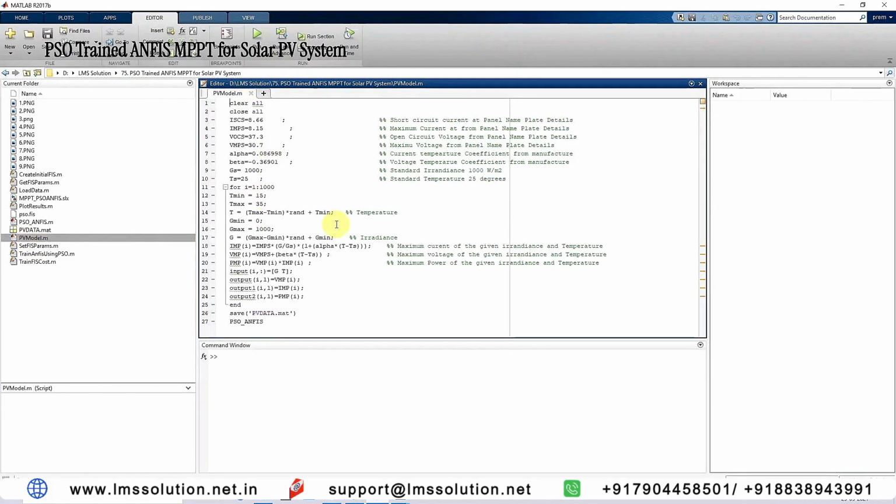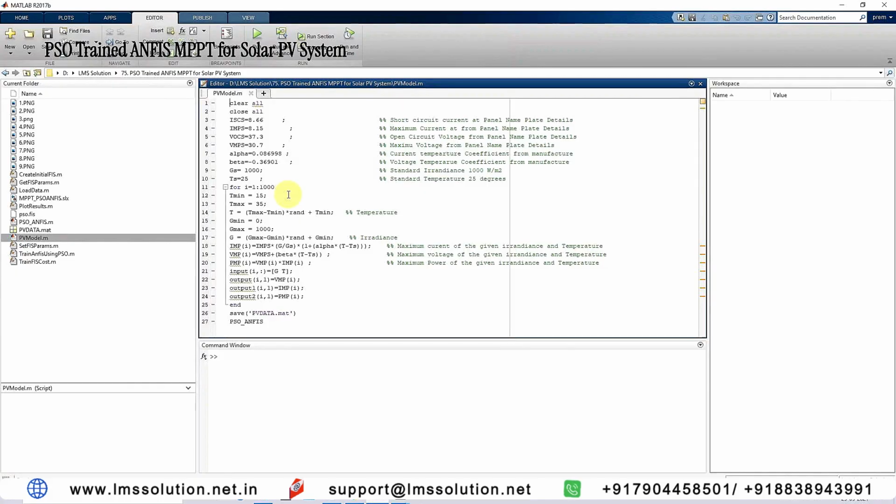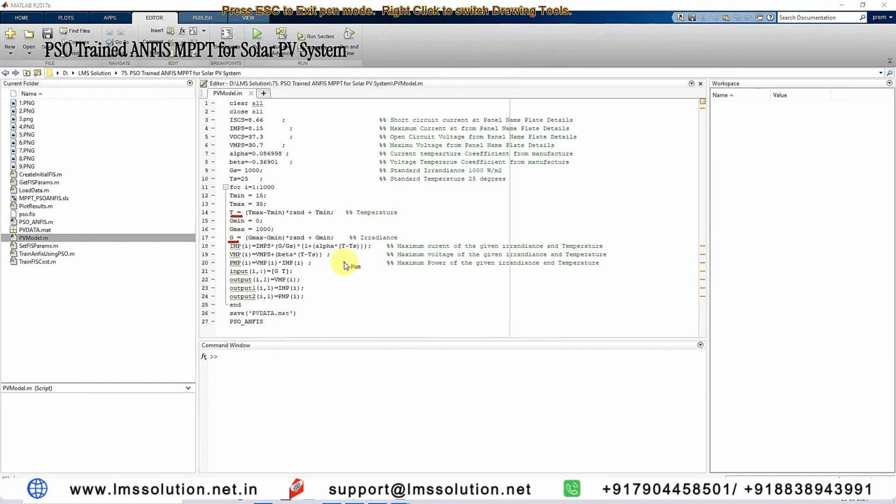This is a program used for generating the data. By using this program, we are going to generate the input and output data for the PSO trained ANFIS network. That means the ANFIS is going to be modeled to act as an equivalent solar PV model. The inputs are going to be two parameters: one is temperature, another one is irradiation. These two parameters are considered the input data for the PSO trained ANFIS network.